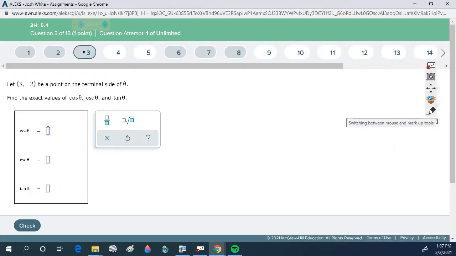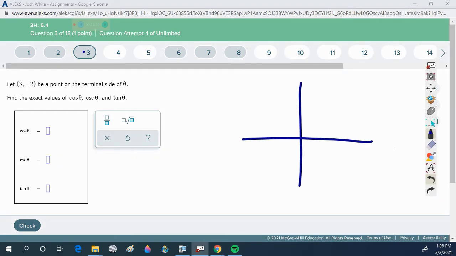All right. So, we have a terminal side, and the point for that terminal side is 3, -2. How big are the cosine, the cosecant, and the tangent of that angle? So where is the point 3, -2? It's in quadrant 4. So we go right 3, down 2, right here.